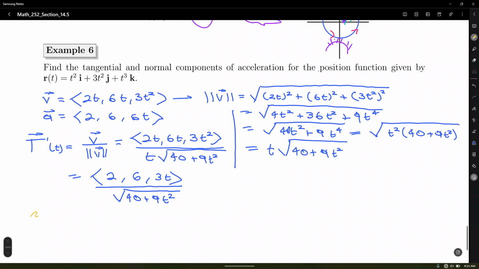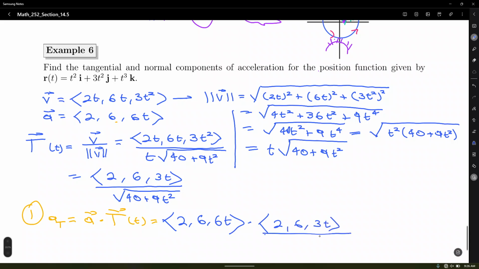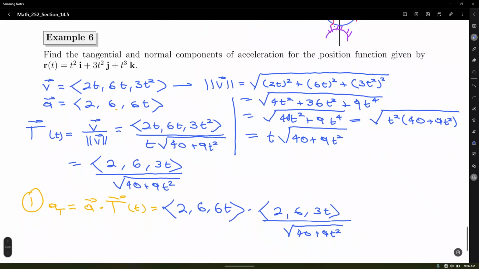So a sub t, that is the tangential component of the acceleration, that is the acceleration vector, which we got over there, dotted with what we just found. Oh, this is not big T prime, this is just big T of t. That is the acceleration 2, 6, 6t dotted with 2, 6, 3t divided by this humongous radical, that is the square root of 40 plus 9 t squared. Well, let's do the dot product here in the numerator.